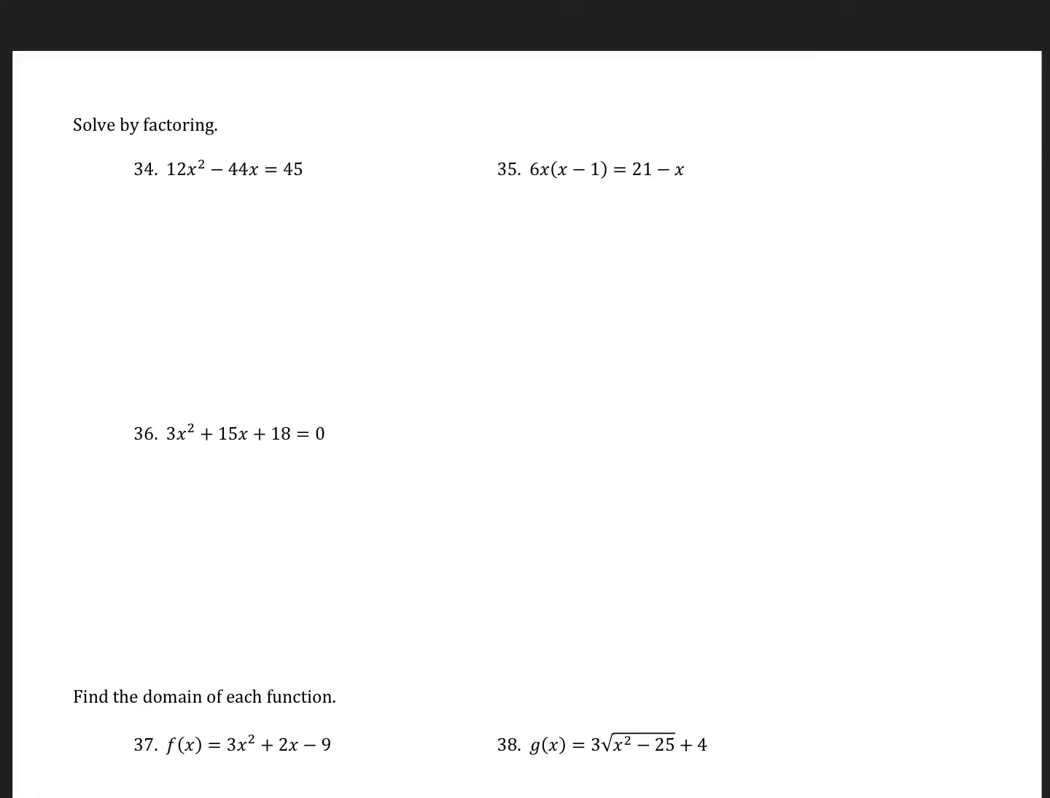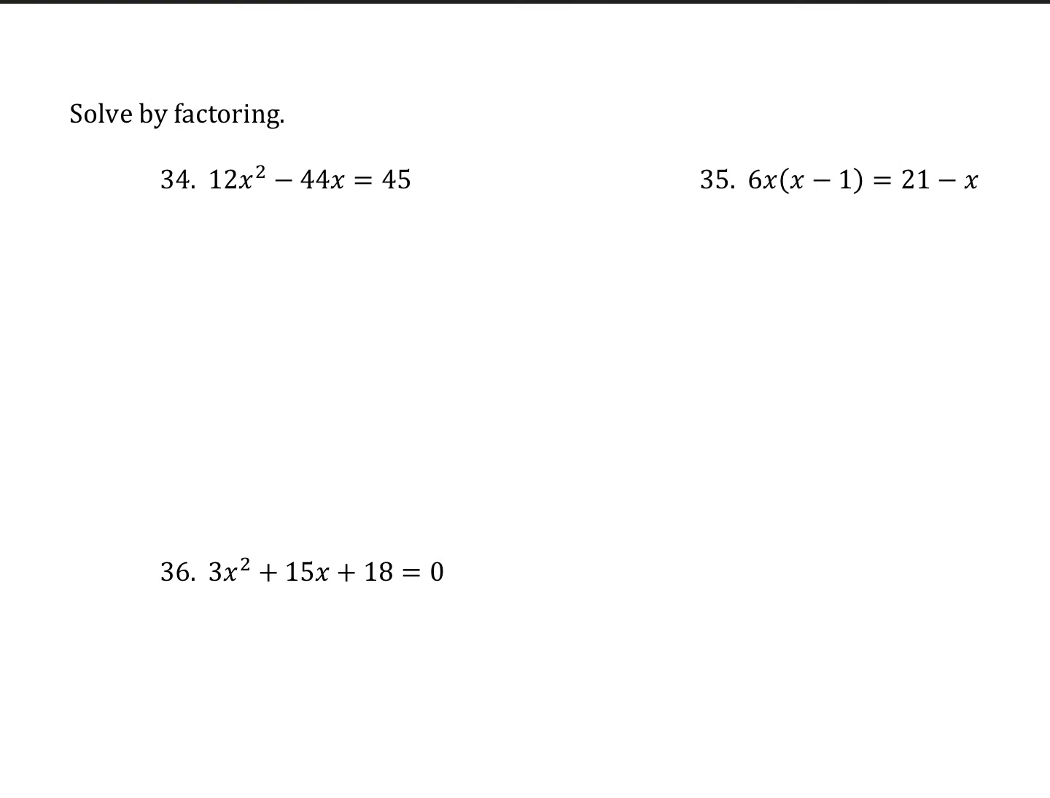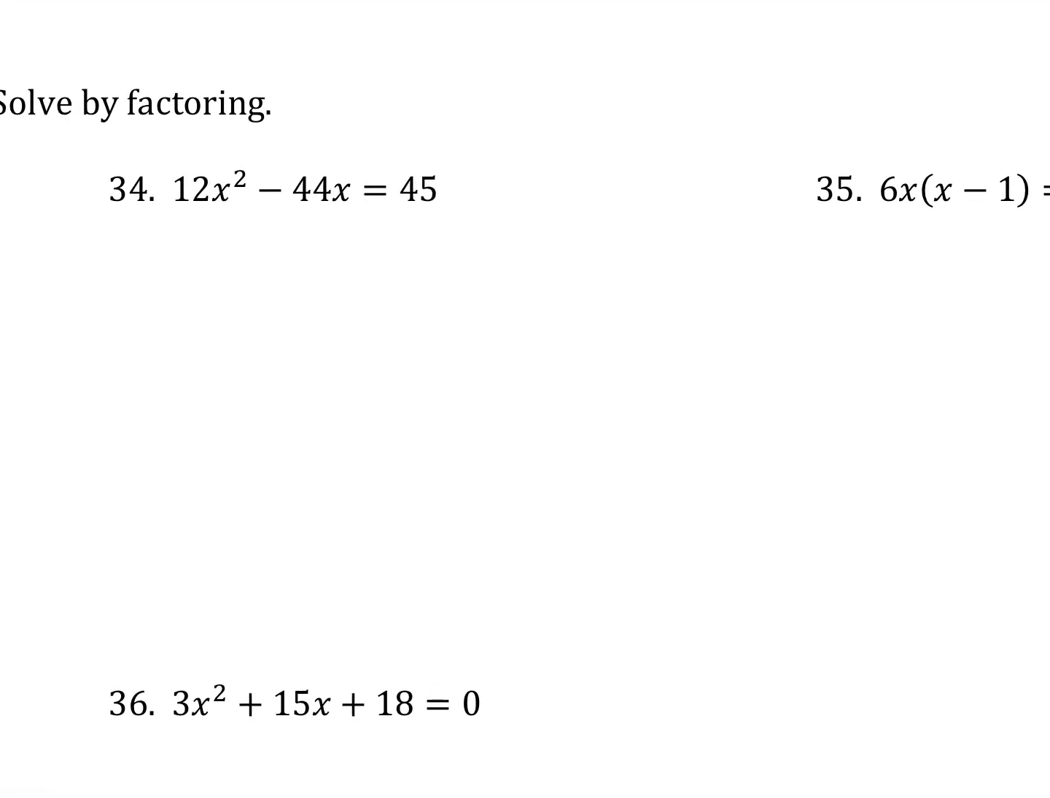For your next set of questions, you are solving by factoring. Again, just like with your quadratic formula, get everything on the same side of your equal sign, set it equal to 0, and then factor. For 34, you have 12x squared minus 44x is equal to 45. That 45 you got to bring over to the other side. So subtract it from each side to start with.